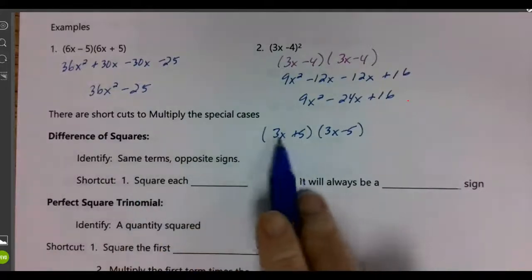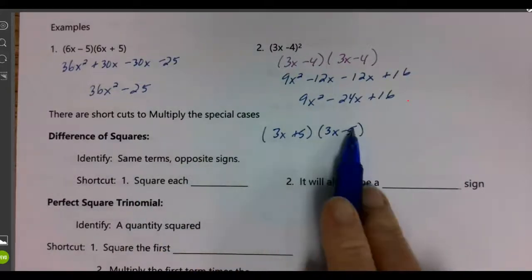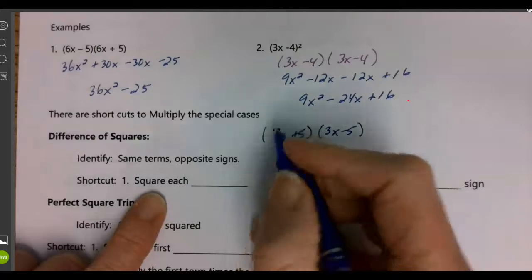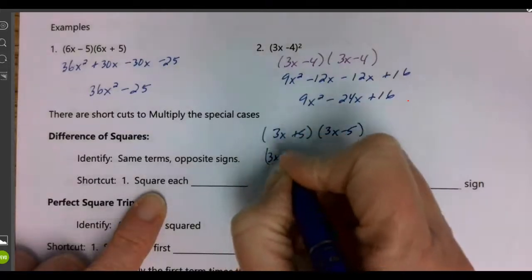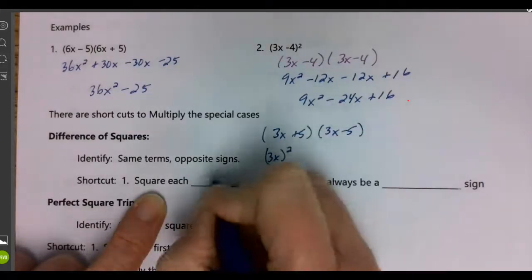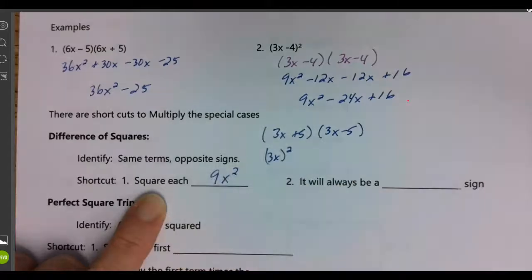So, do I have the same terms? Yes. Do I have opposite signs? Yes. So I square the first term. 3x, and I'm going to square both of those. So 3 squared is 9, x squared is x squared. Okay?